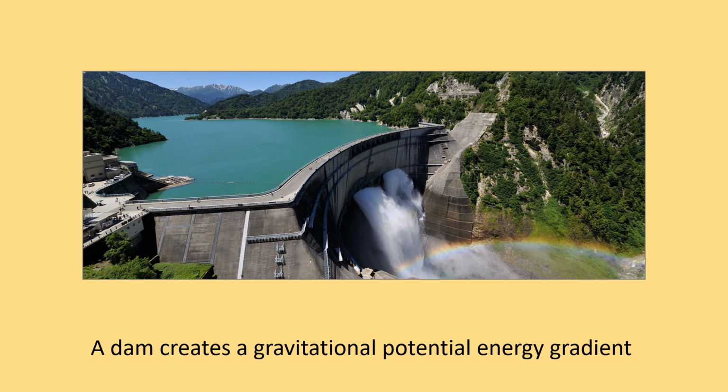But humans have the capacity to open up the dam and allow that water to move downhill along its potential energy gradient. And as potential energy is converted to kinetic energy during the movement of water, humans are so clever that they can harness that energy to generate electricity in a hydroelectric power plant.